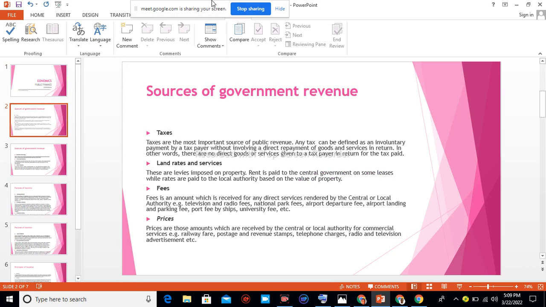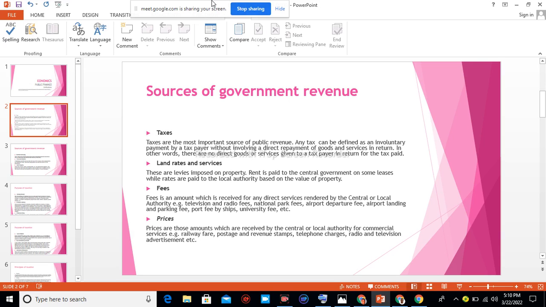So these are the sources of government revenue. The first one is taxes, and as you know, taxes are one of the most important sources of government revenue. A tax can be defined as an involuntary payment by a taxpayer without involving a direct repayment of goods and services in return.